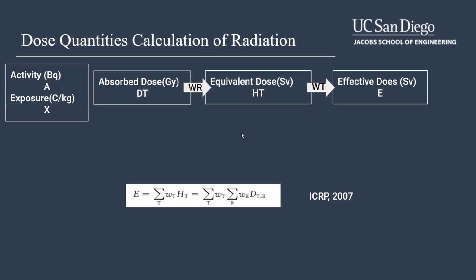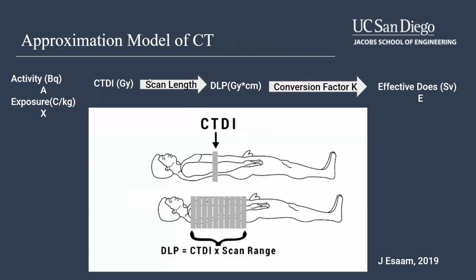Next, I would like to introduce an approximation model for CT. CTDI is CT dose index, and DLP is the dose length product, as shown in the figure. The CTDI is the average dose in the Z direction at a given point. The DLP is the total exposure during the acquisition of the image. DLP is equal to the distance times CTDI, and the table of the K factor is placed in Appendix 2, and it will vary based on the ages.